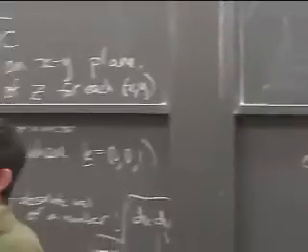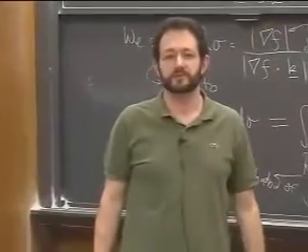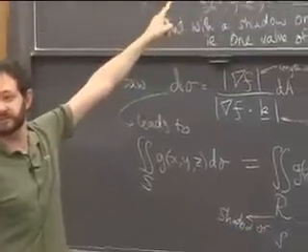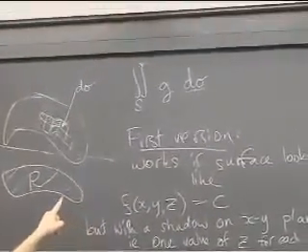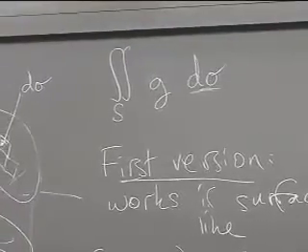Okay? So I want to emphasize, this is still a regular old surface integral, exactly like this. Except that G is now F dot N. And remember, F dot N is a scalar. So we're still just integrating a scalar.